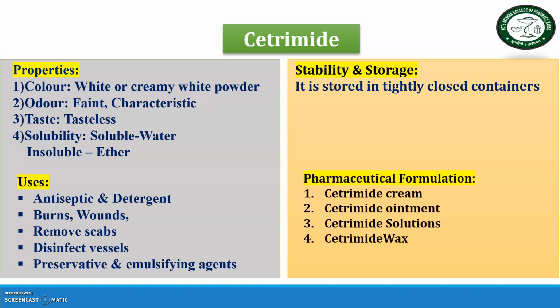Different formulations are very important. Cetrimide is available in cream, ointment, solution, and wax. Remember, pharmaceutical preparations and dosage forms are the same, with the difference only according to the procedure referred to in which pharmacopoeia, that is the Indian Pharmacopoeia or British Pharmacopoeia, etc.